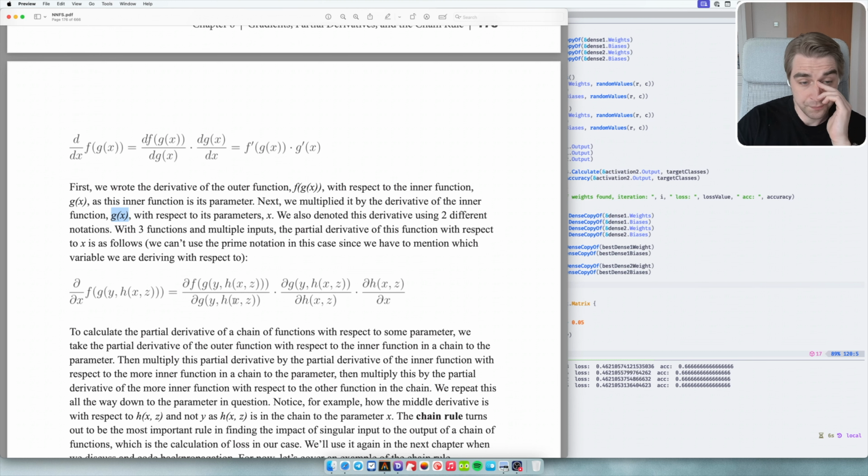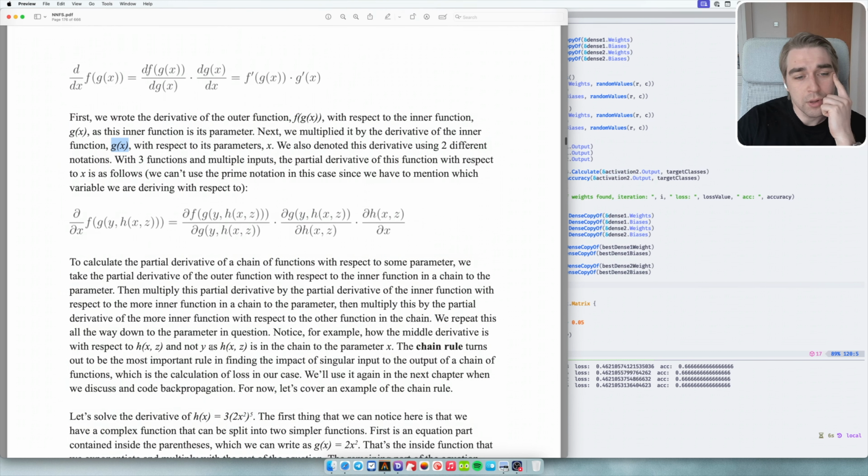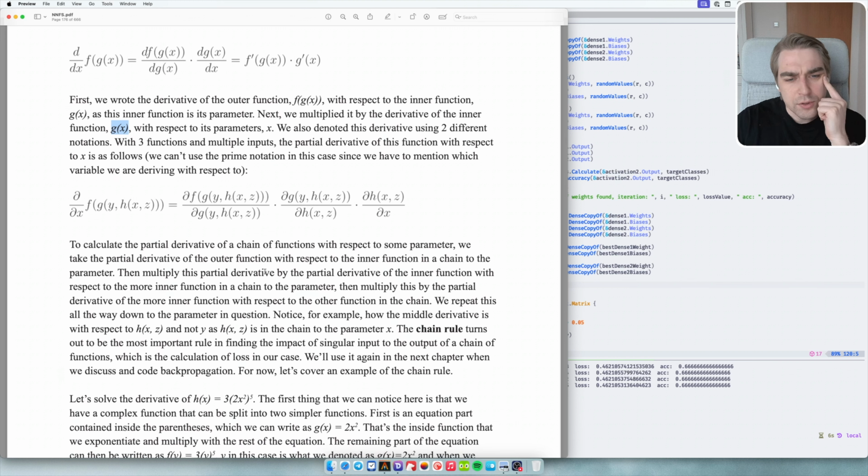To calculate the partial derivative of a chain of functions with respect to some parameter, we take the partial derivative of the outer function with respect to the inner function in the chain. Then we multiply this partial derivative by the partial derivative of the inner function with respect to the more inner function in the chain. Then we multiply this by the partial derivative of the more inner function with respect to the next function in this chain. We repeat this all the way down to the parameter in question.